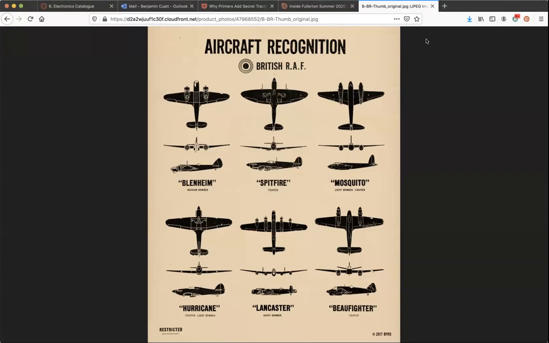I'm sharing with you a recognition chart, which is a thing that you always put out there when it's wartime and there are airplanes involved. You want your people on ships, on land, and planes to be able to look at the skies and see the airplanes flying over and know whether or not they should shoot at them.